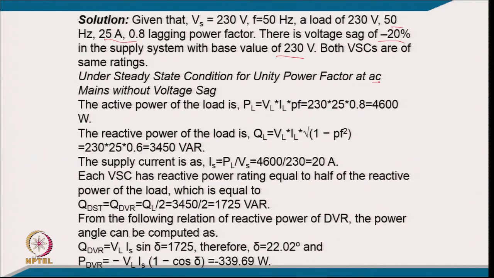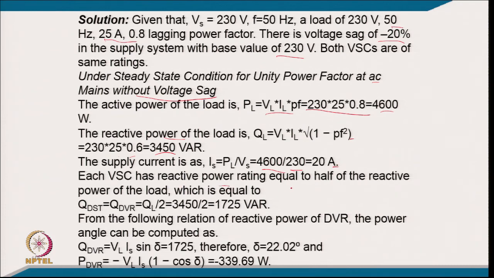So, under steady state condition for unity power factor without voltage sag, the active power of the load is typically VL IL cos phi. So, it becomes 230 into 25 into 0.8, so 4600 watt, and reactive power of the load is QL equal to 230 into 25 into 0.6. So, it is 3450 VAR. Now, the supply current typically will be the active power divided by 230, that is 20 ampere.